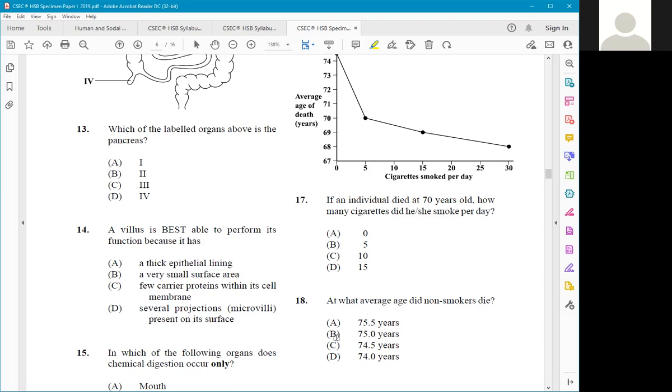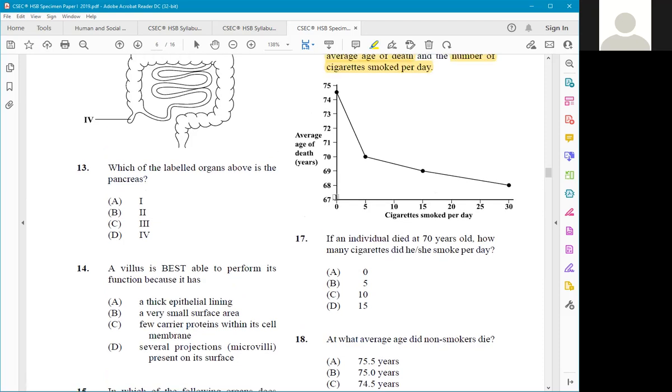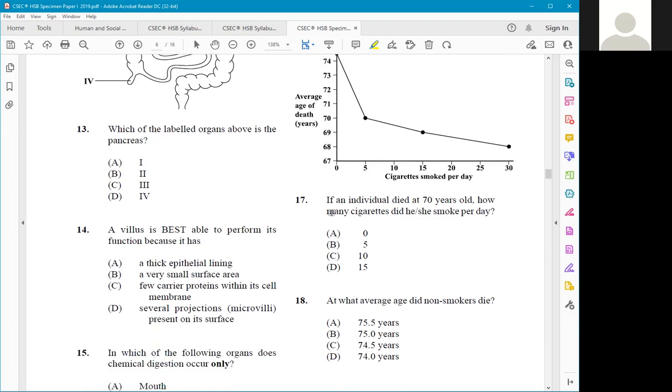Non-smoker is 0. So let's go up our graph. We're halfway between 74 and 75. So that's 74 and a half years, 74.5 years. Do we have that? Yes, we have that in answer C. 74.5 years. So our answer would be C. You have to learn to gather information from graphs.